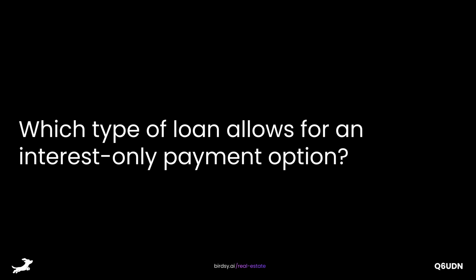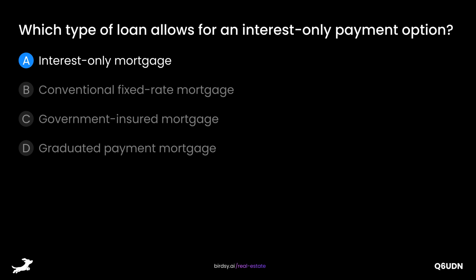Which type of loan allows for an interest-only payment option? Is it A, interest-only mortgage? B, conventional fixed-rate mortgage? C, government-insured mortgage? Or D, graduated payment mortgage?